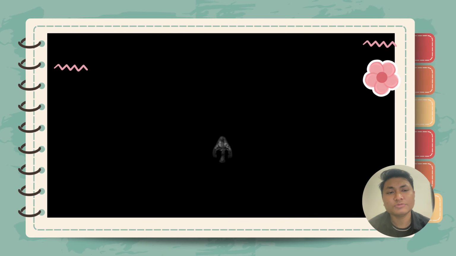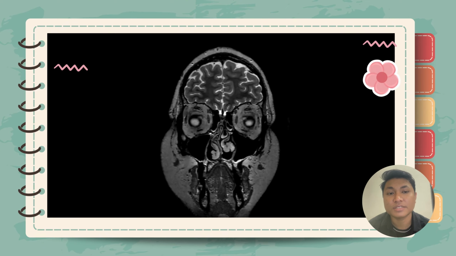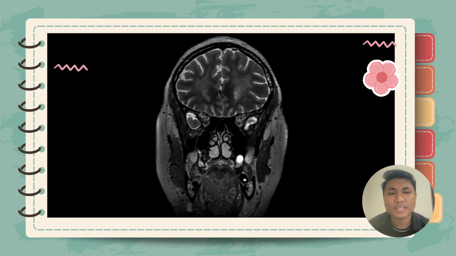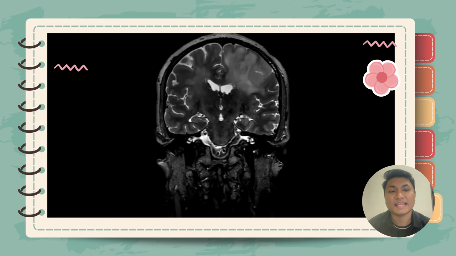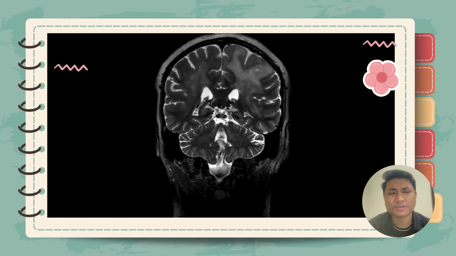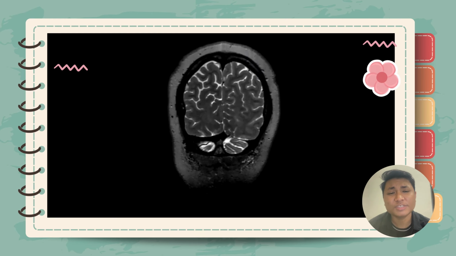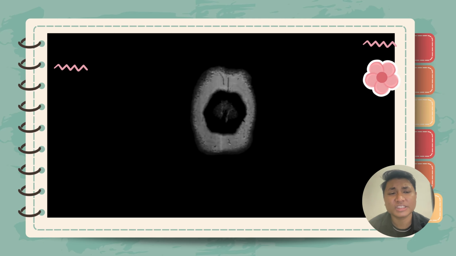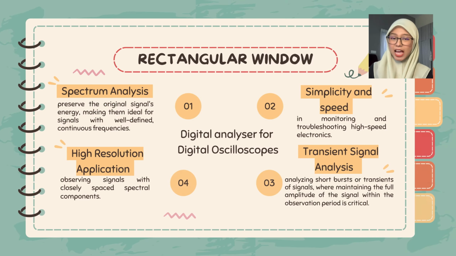Next, Gaussian windows help in localized signal analysis, such as in dynamic or functional MRI, where spatial and temporal resolution are critical. And lastly, during MRI reconstruction algorithms, like the Fourier transform, Gaussian windows ensure smooth interpolation and transition between the data points. The spectrum analyzer or digital oscilloscope is an example of a real-world application for a rectangular window.